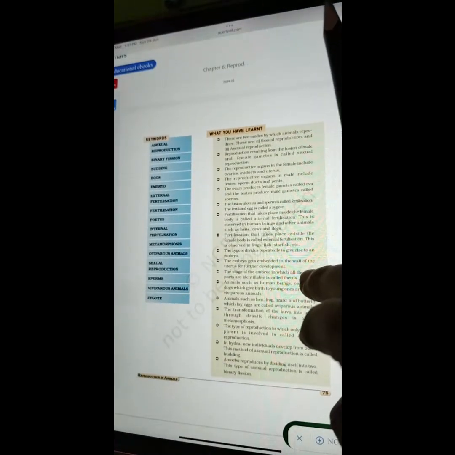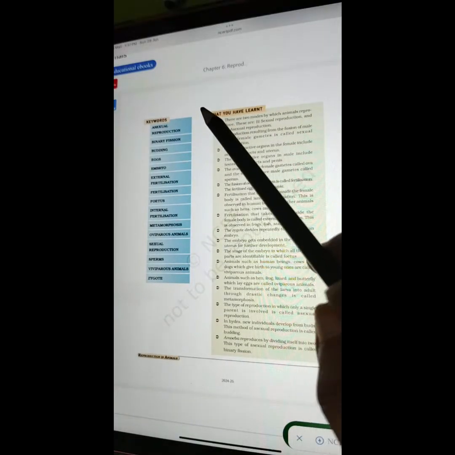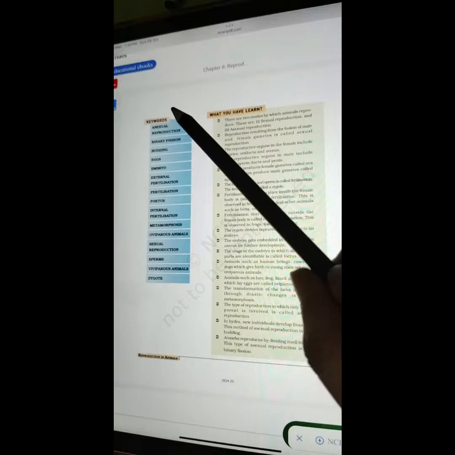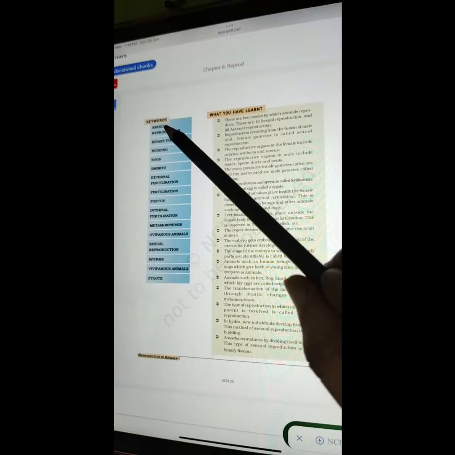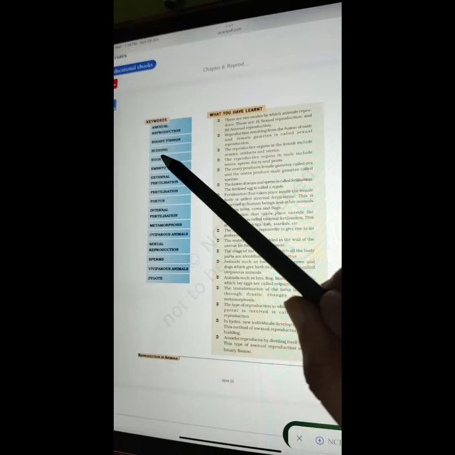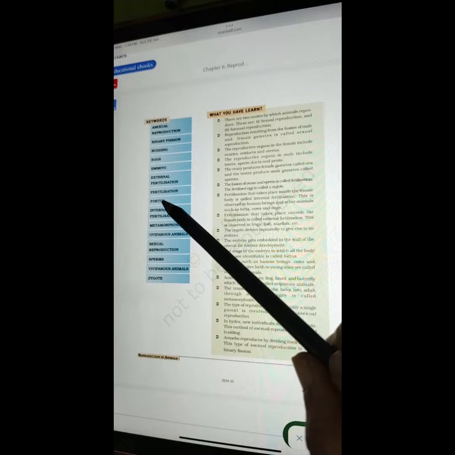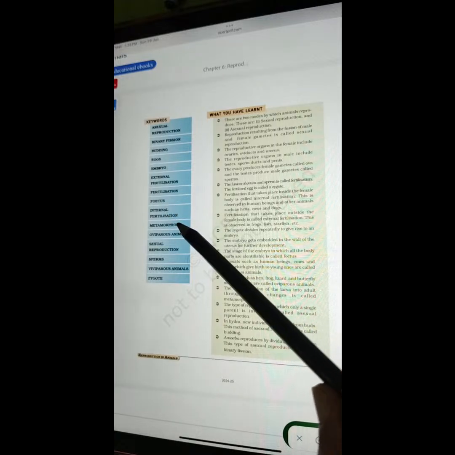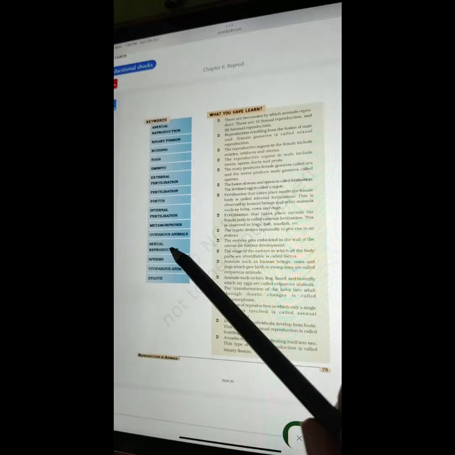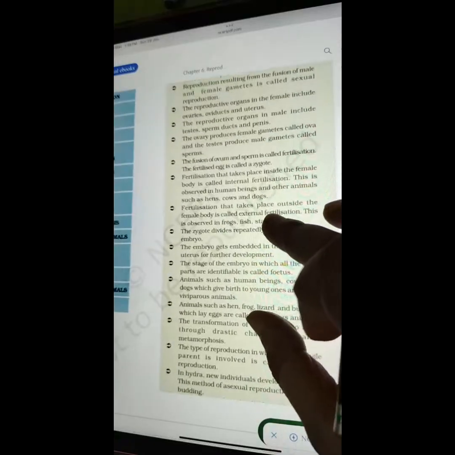So, with this, we are done with the reading of reproduction, chapter 6 of class 8 science NCERT. Before we end this live, let's read the keywords: asexual reproduction, binary fission, budding, eggs, embryo, external fertilization, fertilization, fetus, internal fertilization, metamorphosis, oviparous animal, sexual reproduction, sperms, viviparous animal, zygote. Now, let's see the summary.